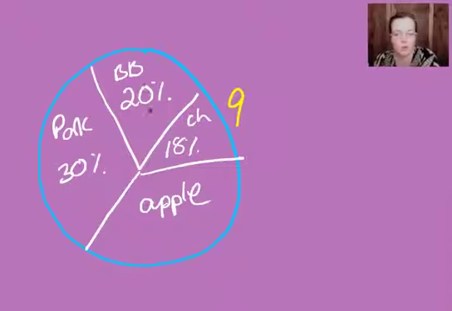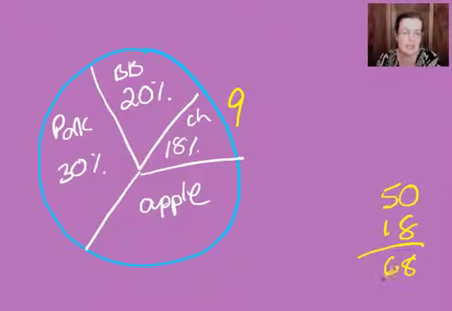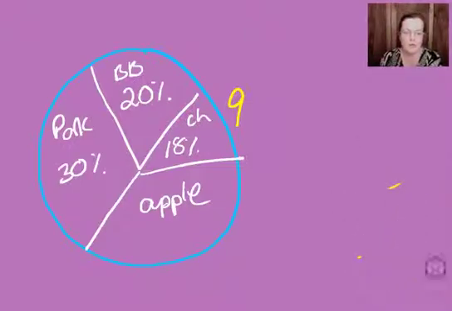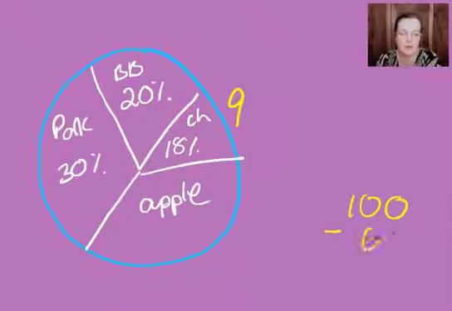So we've got 20% and 30% makes 50%. 50 plus 18 makes 68%. Does that sound right to you? So that 68% is all of this lot here. These, and these. But we want to find out how many percent so far. So 100%, take away 68%.